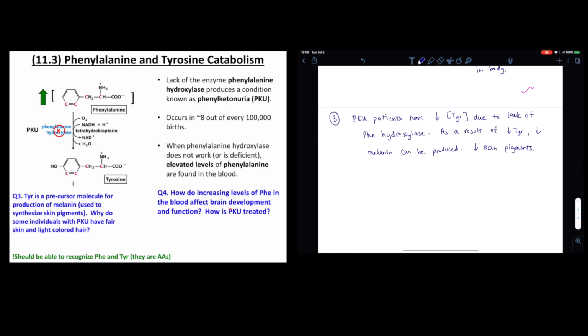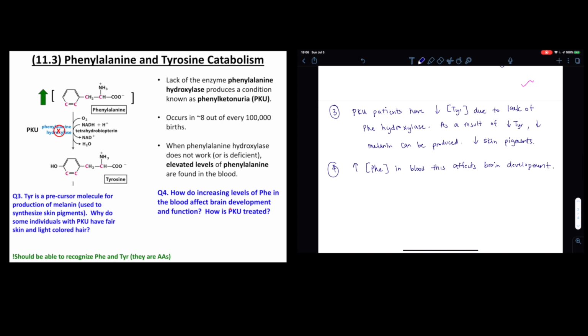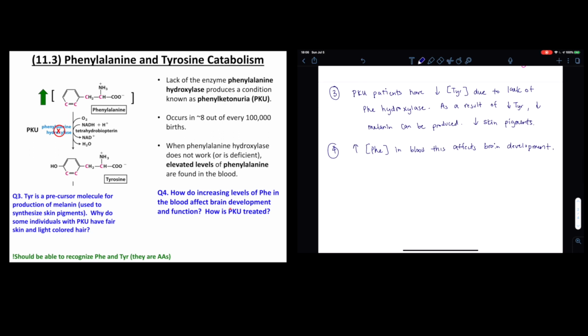Okay. So if you have large quantities of phenylalanine in blood, this affects brain development. And you're probably wondering why. When your body transports phenylalanine into the brain, it has to cross what's called the blood brain barrier, or the BBB.